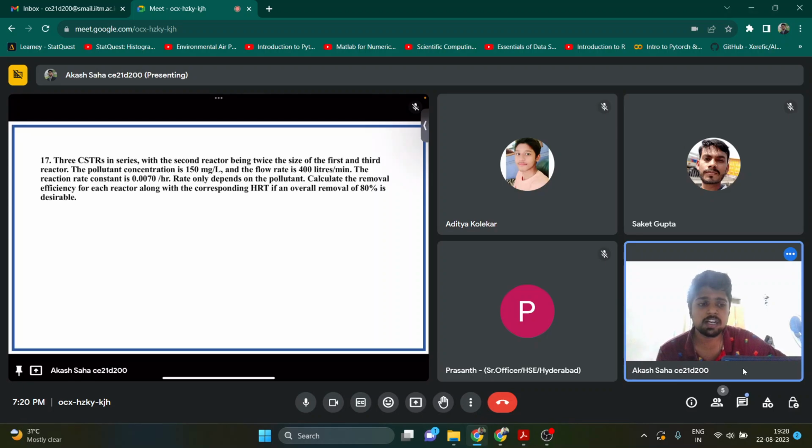So we have to find the individual efficiency and also the corresponding HRT. What will be my corresponding HRT? That also we can find out. But let's focus on only the removal efficiency first, because then the HRT will be a simple formula.